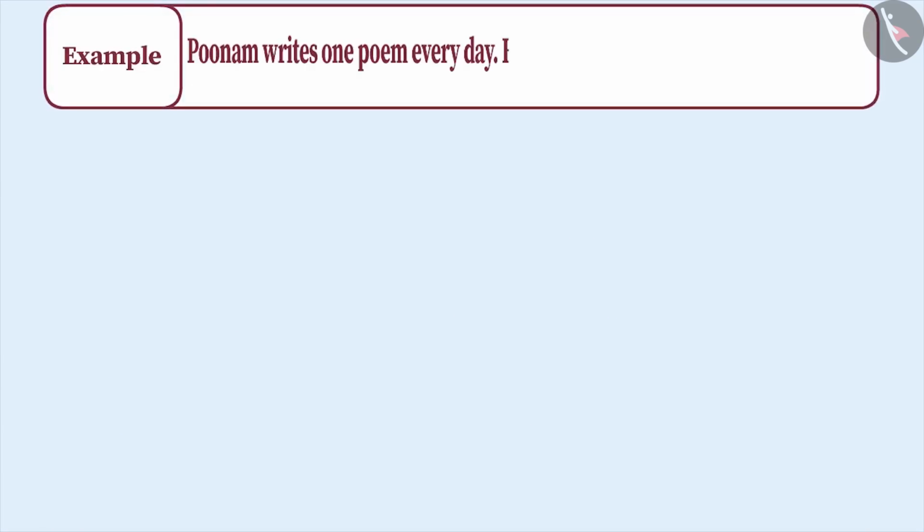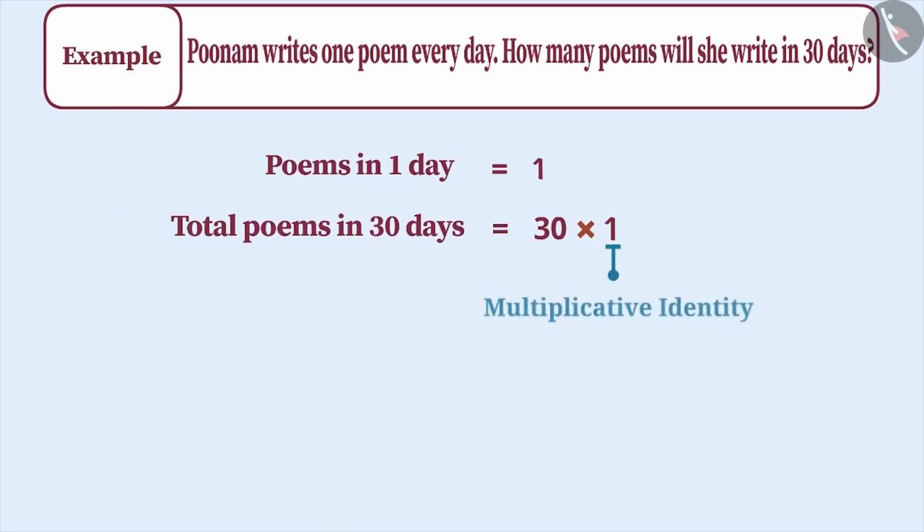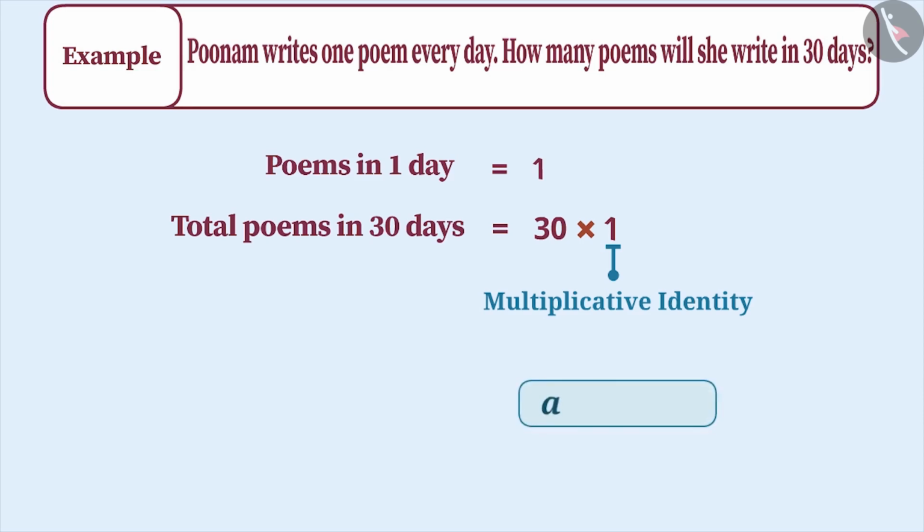Next example. Poonam writes one poem every day. How many poems will she write in 30 days? Poonam writes one poem every day. Therefore, in 30 days, she will write 30 times one poem. 1 is the multiplicative identity. Can you tell me why? Let me explain. This is because if any number is multiplied by 1, the result will be the same number. Therefore, 30 times 1 is 30, which means Poonam can write 30 poems in 30 days.